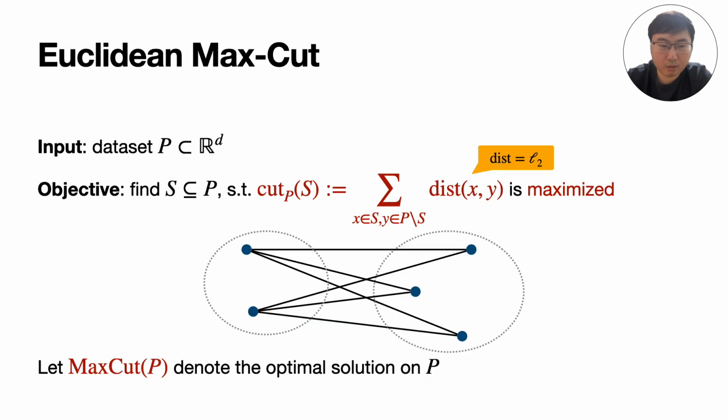We consider the Euclidean version of max cut. In this problem, we are given a set of points P in R^d, and the goal is to find a subset of points S, such that the cut of S is maximized. Here, the cut of S is the sum of distances from S to the complement of S.